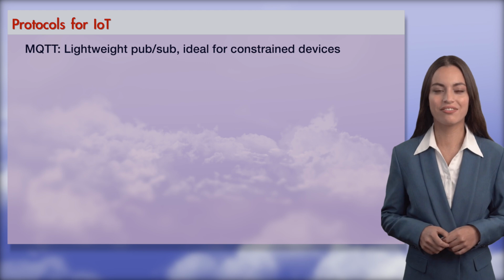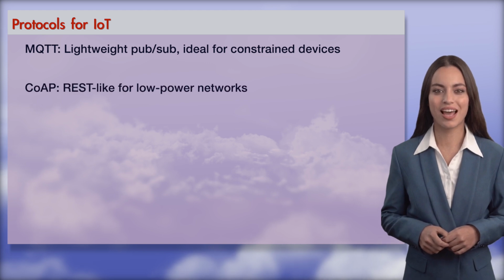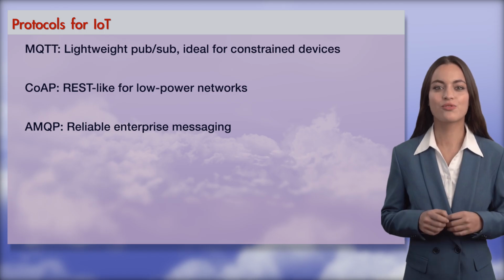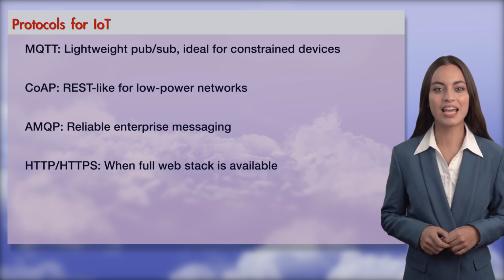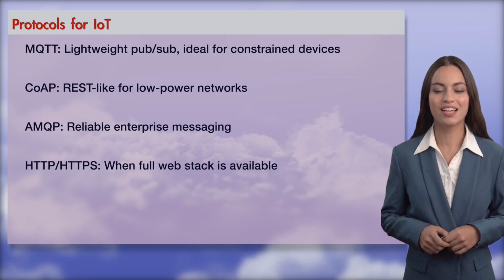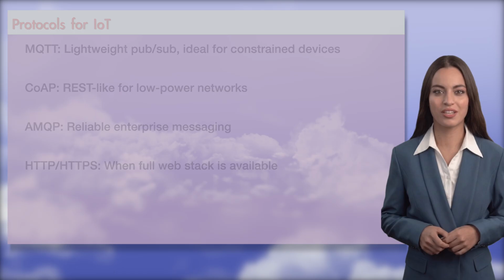IoT communication protocols. MQTT is the de facto standard for lightweight publish-subscribe on constrained devices with low bandwidth. CoAP offers a REST-like model optimized for low-power lossy networks. AMQP provides reliable enterprise-grade messaging. HTTPS is used when devices have sufficient resources and full web stack support.